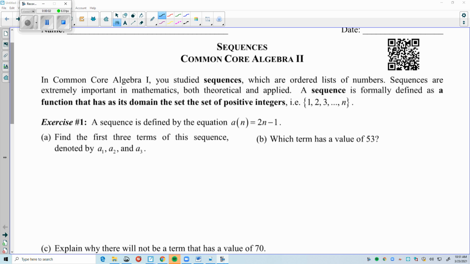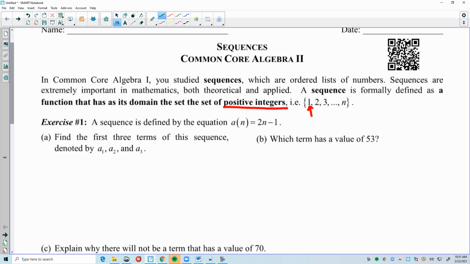Today we're going to start our topic on sequences. And I know you looked at these in Algebra 1, so we're going to take a look at them again, maybe take them a step further, kind of refresh ourselves with some of the notation that we see. The big thing that we need to keep in mind here is a sequence is defined as a function that has its domain as the set of positive integers, meaning starting at 1.